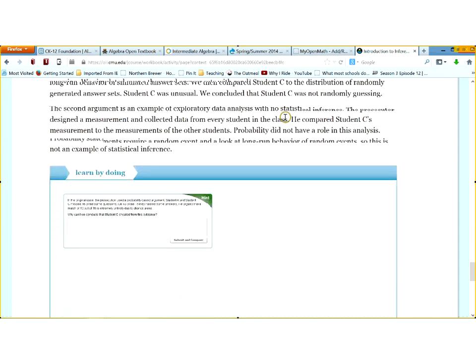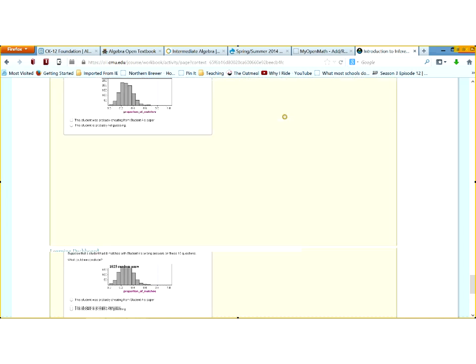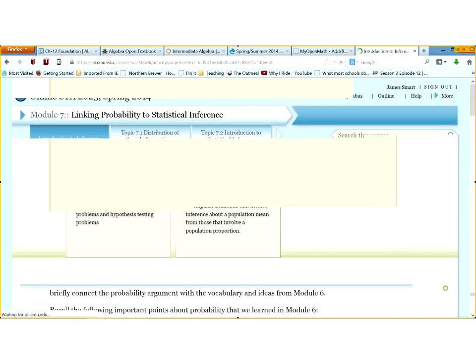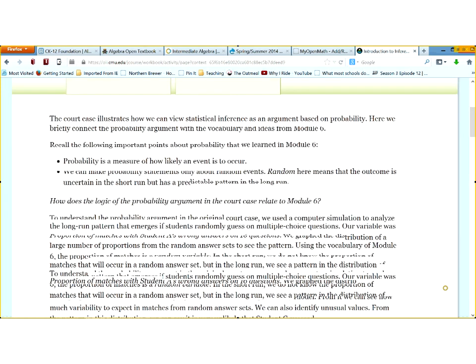So let's see here. We'll go on. This is sort of an introduction. This is not something that you'll be tested on, but I think it's neat. It gives you an interesting introduction to inference and what we can do with it.